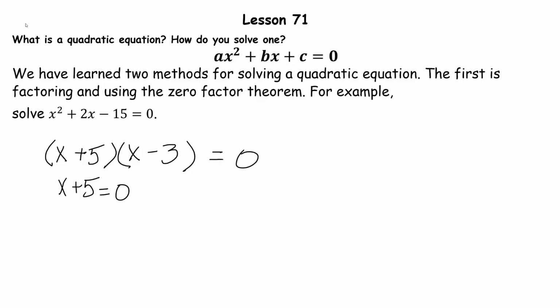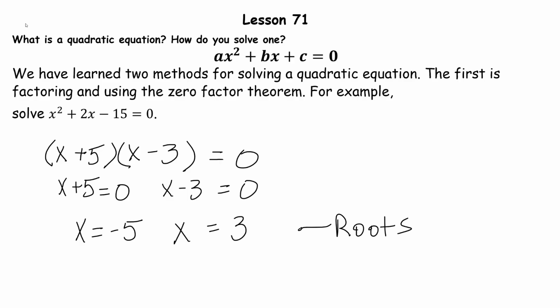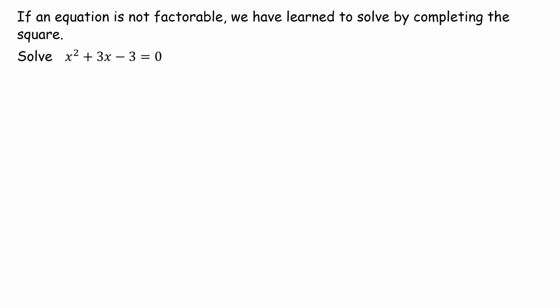So either x plus 5 is 0 or x minus 3 is 0. So x could be negative 5 and x could be 3. Those are the only two solutions, roots of this equation. They are the only two numbers that will make that equation a true statement if you put one of them in for x. That's what it means for those two numbers to be the solutions or the roots of the equation. They make the equation a true statement.